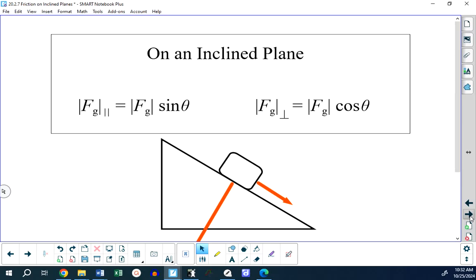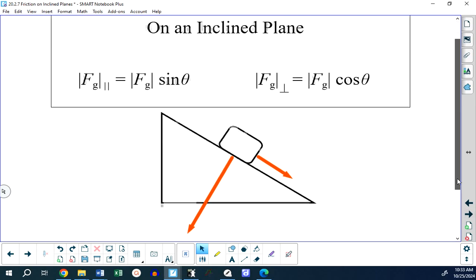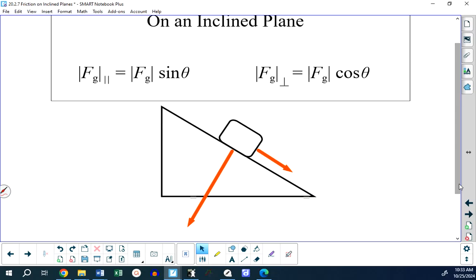I will give you these formulas for exams. They're not on your formula sheet. If I don't give them to you, I don't really know what I'm testing. I'm testing your memory. I want you to be able to understand that on this diagram here, this is the force of gravity perpendicular to the ramp. This is the force of gravity parallel to the ramp.